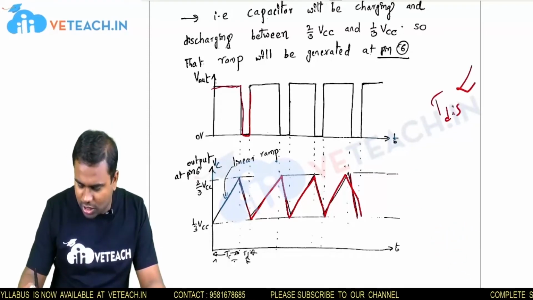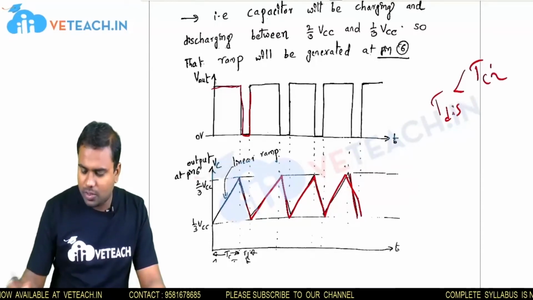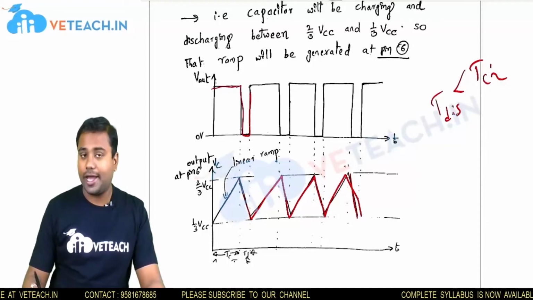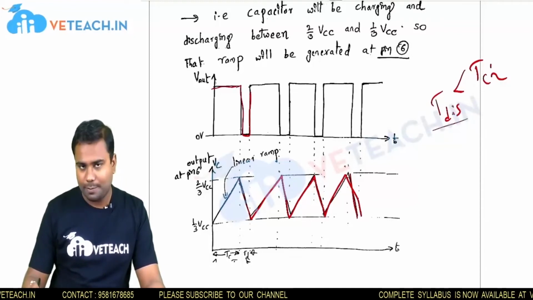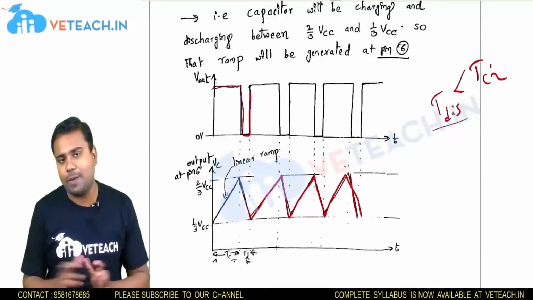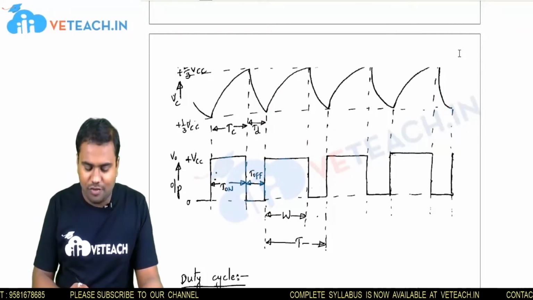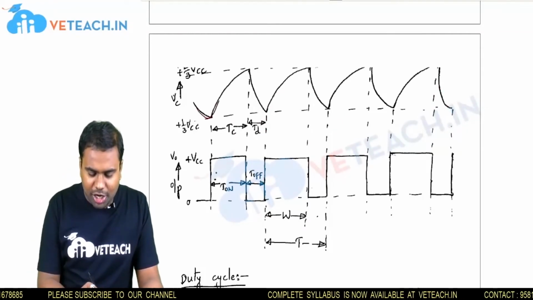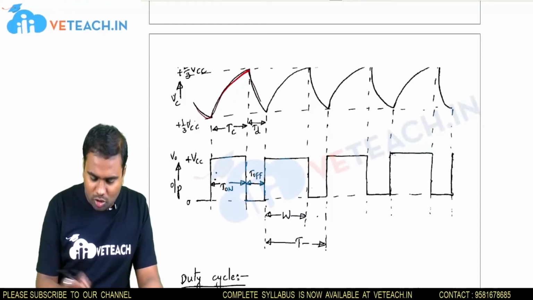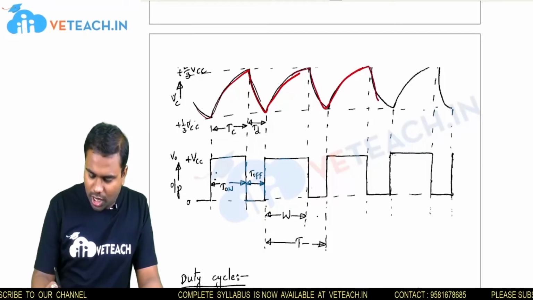Discharging time is less when compared to the charging time. So the charging time, TC, is greater than the discharging time. Means the discharging time is very small when compared to the charging time. If you see this diagram, you can easily find that. The ramp will be generated because the charging time is more when compared with the discharging time. You can find that in this graph. So like this it will happen.